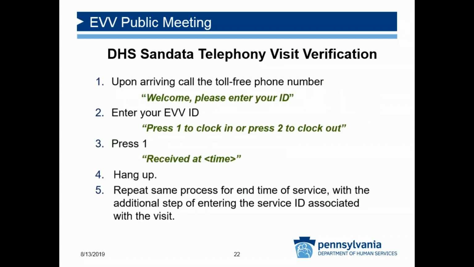To walk through the telephony visit verification process quickly: upon arriving, the caregiver would call the toll-free phone number. There will be a prompt that says, welcome, please enter your ID. The caregiver would enter their EVV ID. Then there will be a prompt that says, press 1 to clock in or press 2 to clock out. The caregiver would press 1. The prompt would then say received at the time that the call was generated, and then the caregiver would hang up. The same process would be repeated for checking out of the service.